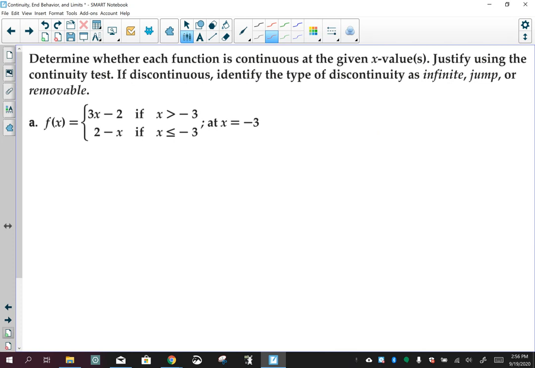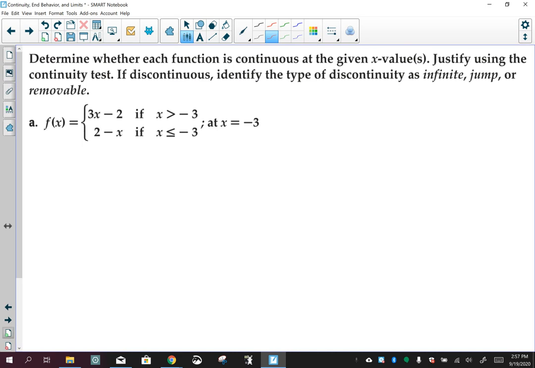So what we need to do is determine whether each function is continuous at the given x values. Justify using the continuity test. If discontinuous, identify the discontinuity as infinite, jump, or removable. So removable means a hole. The continuity test is basically what you're looking for: do your y values have the same number? If they don't have the same number, then it fails the continuity test, and you have to identify which one you actually have.